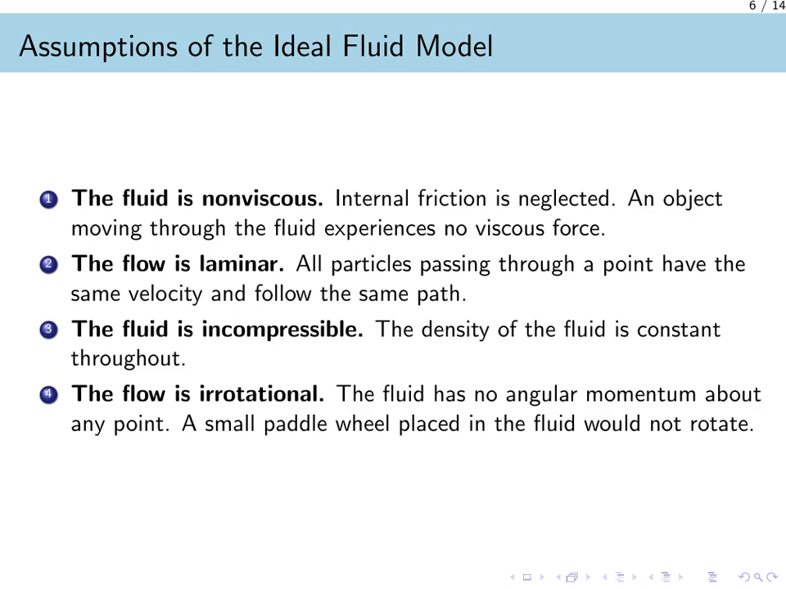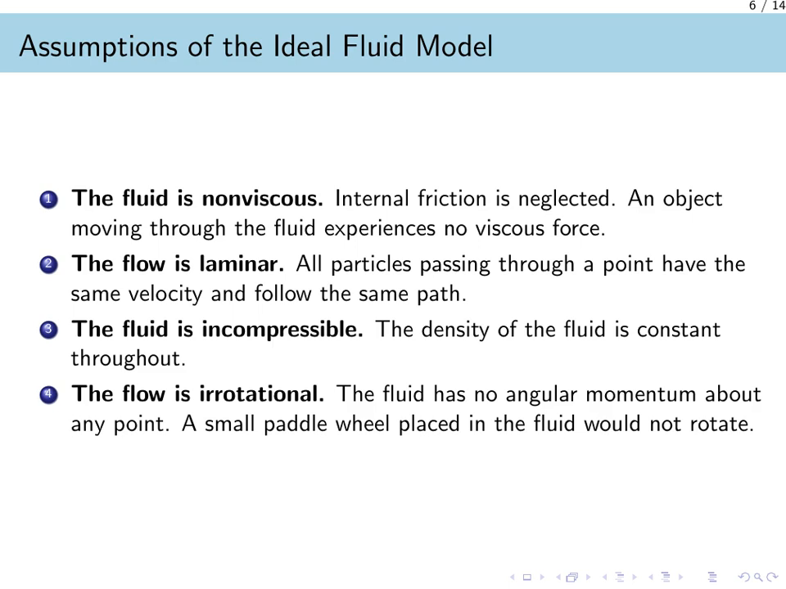The motion of real fluids can be incredibly complex. To make the physics manageable, we introduce a simplified model called an ideal fluid, which is defined by four key assumptions. First, we assume the fluid is non-viscous. This means we neglect all internal friction. Think of it like a fluid with zero stickiness, where layers can slide past each other without any resistance.